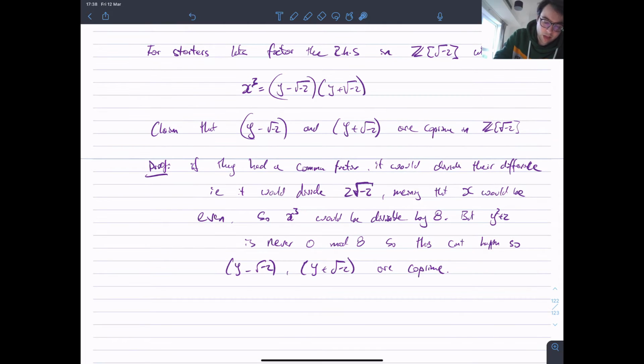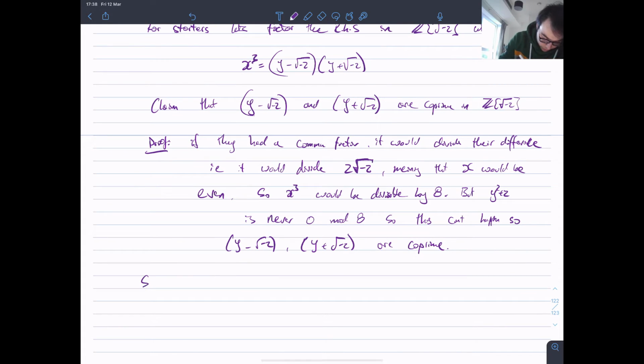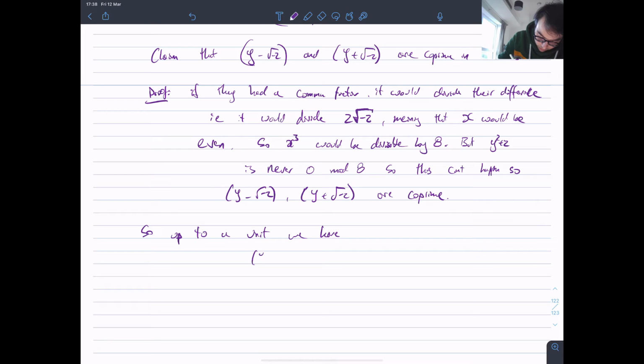So if I have an element which is a cube, which is a product of two things, each of the two things has to be a cube up to some unit. So up to a unit, each of these things has to be a cube. So for example, let's do the other one, y plus the square root of minus 2. This element has to be the cube of something else. So it has to be plus or minus some beta cubed, for beta some other element in Z adjoin the square root of minus 2.